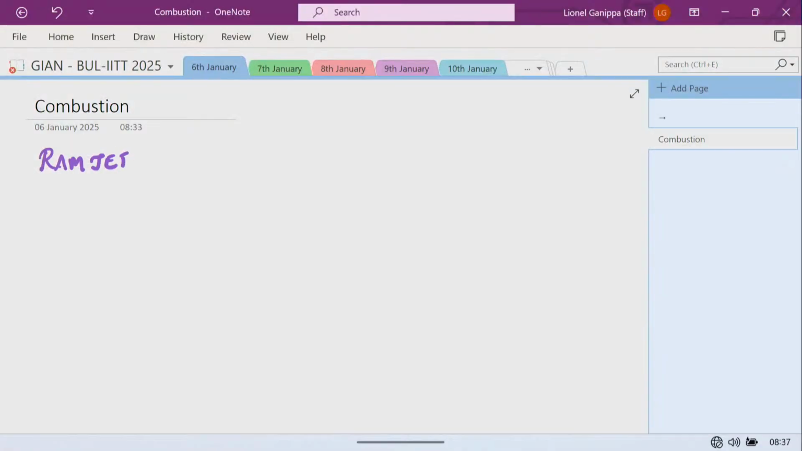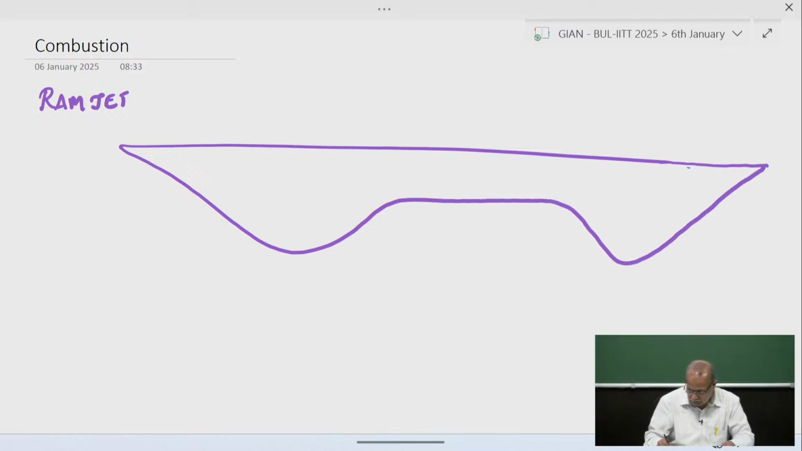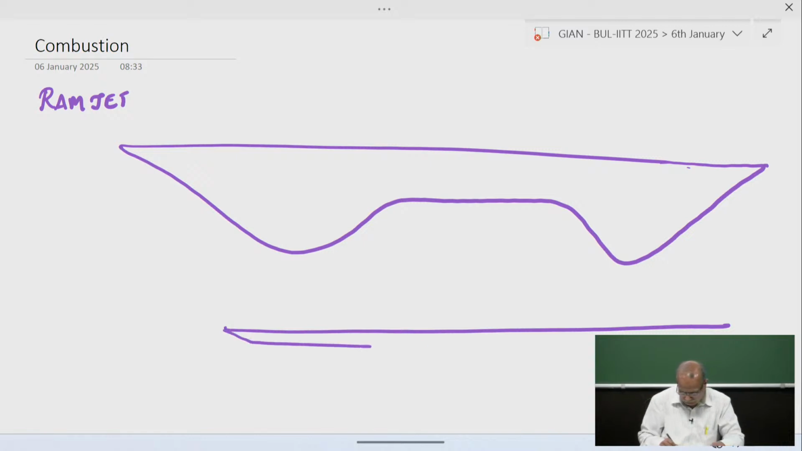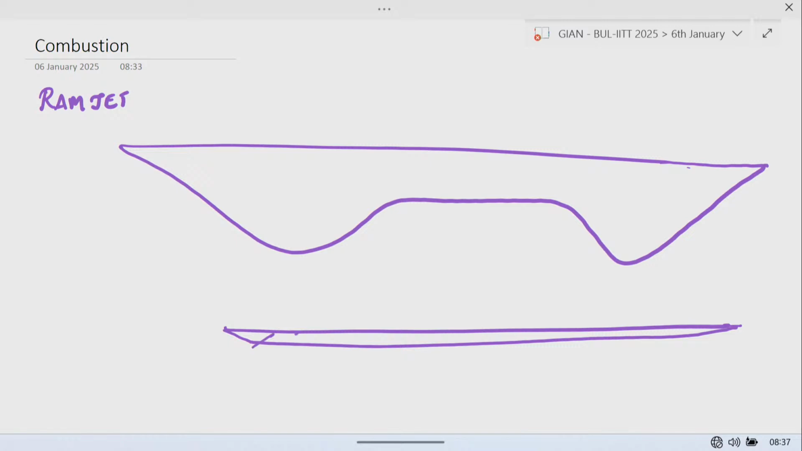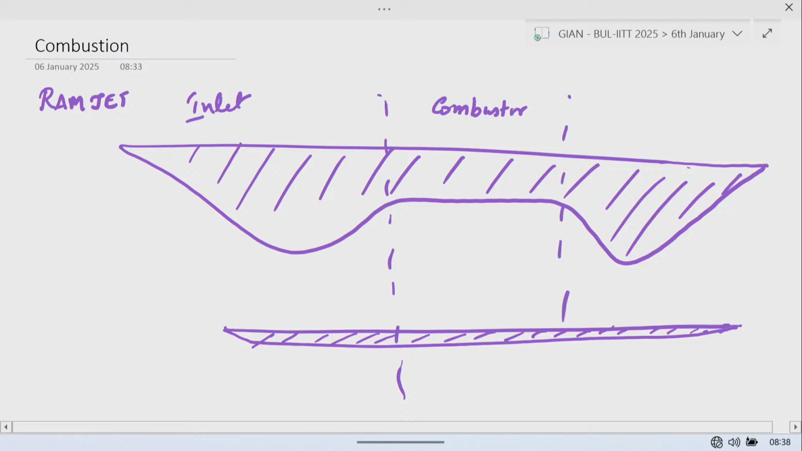We just touched upon the ramjet engine. If you look at the configuration of the ramjet engine, this is the inlet part, this is the combustor part, and this is the nozzle part.